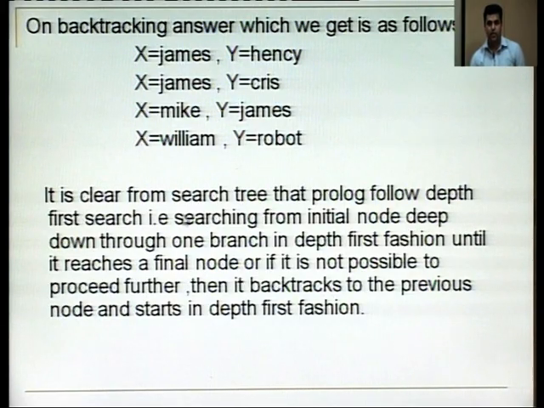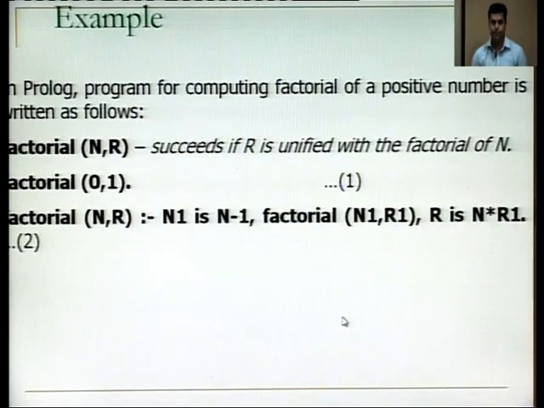Okay, so it is clear from the search tree given above that Prolog follows depth first search, that is searching from the initial node deep down through one branch in depth first fashion until it reaches the final node, or it is not possible to proceed further, then it backtracks to the previous node and then again starts in depth first fashion.